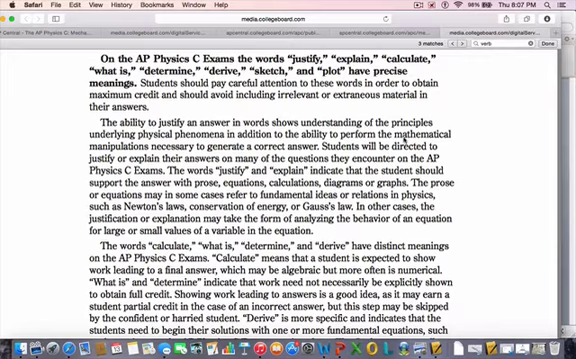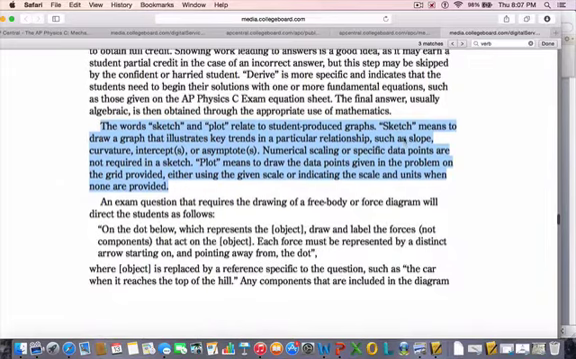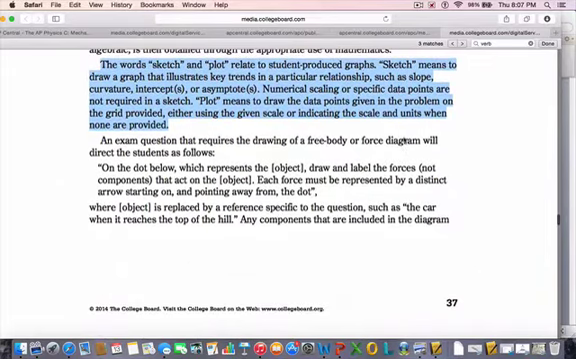The most important thing to know about these verbs is that each of them, like it says, has a very precise meaning. And I want to talk about two of them right now, sketch and plot, the last two, because those are pertinent to this lecture about graphing. So I've highlighted the important information. I'd like you to pause now and read what's in blue.